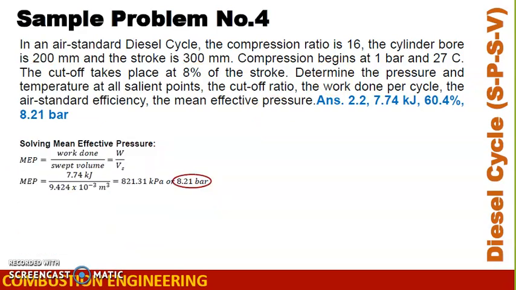For the mean effective pressure, we just use the same formula, work over V swept. So these are already given. We already solved this. So that's 8.21 bar. We just convert kPa to bar, divided by 100, so we have 8.21 bar. So that's it for diesel cycle.